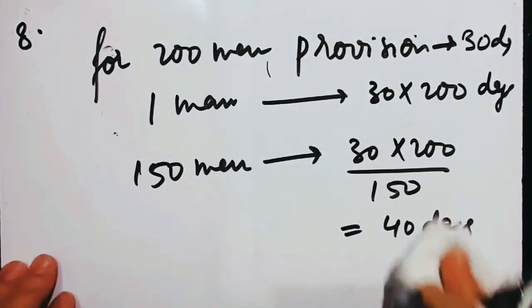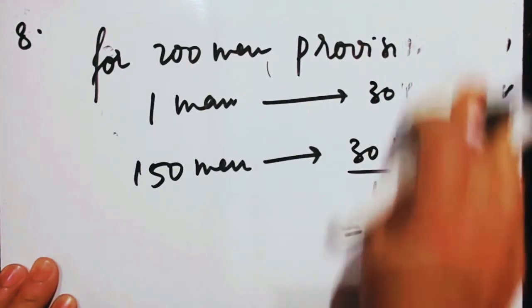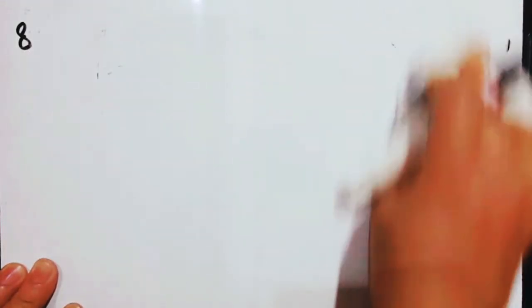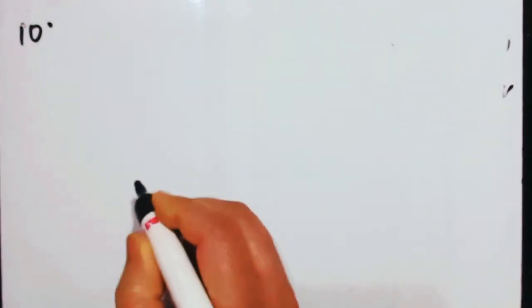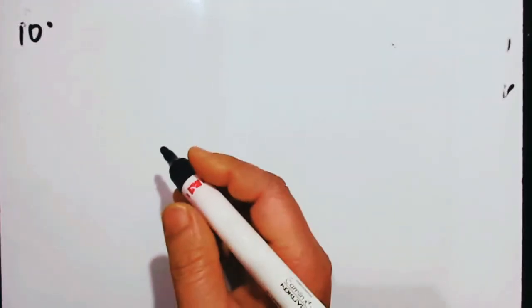8 men can finish a certain amount of provision in 40 days. If 2 more men join, find how many days the same amount will be sufficient. This can be done. It's better we do number 10.